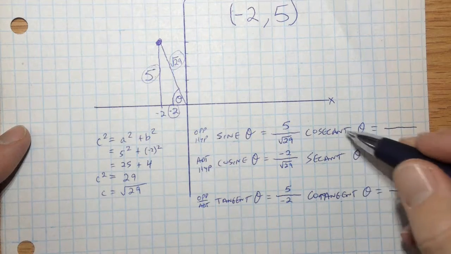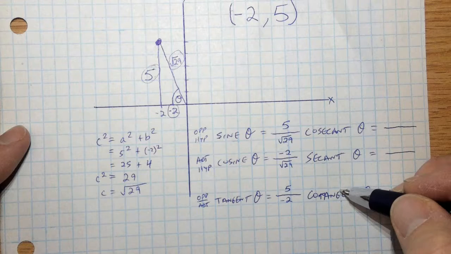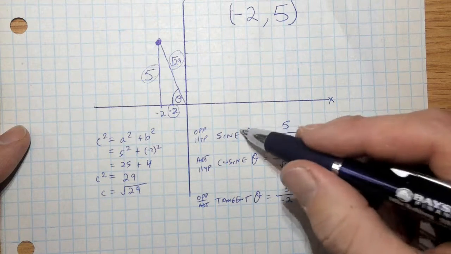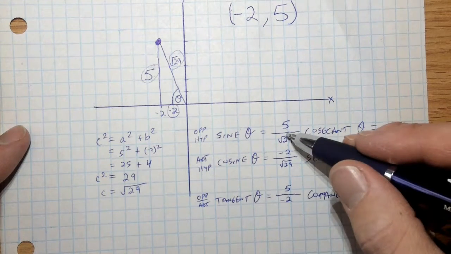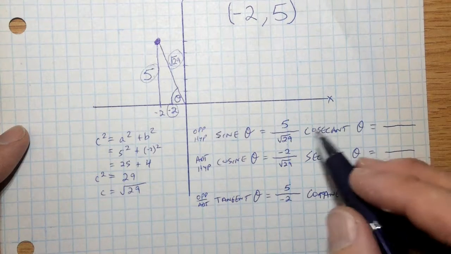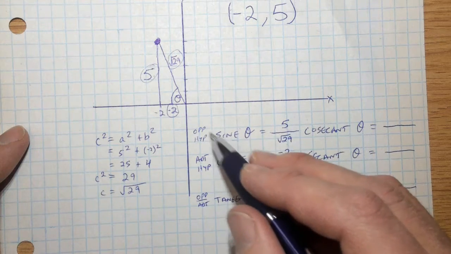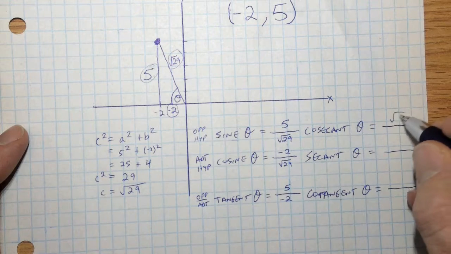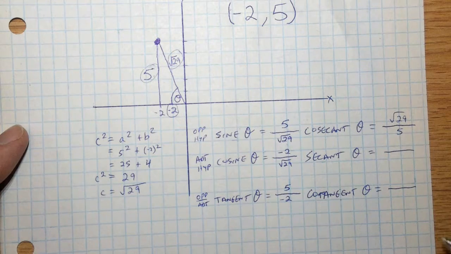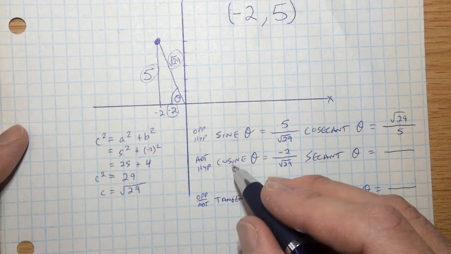Now these 3, cosecant, secant, and cotangent, as we already mentioned, are just the reciprocals of sine, cosine, and tangent. So all we're going to do is flip the fractions. Cosecant is the reciprocal of sine. It's hypotenuse over opposite. We flip this. So if we flip these numbers, we have square root of 29 over 5. And cosecant is done.